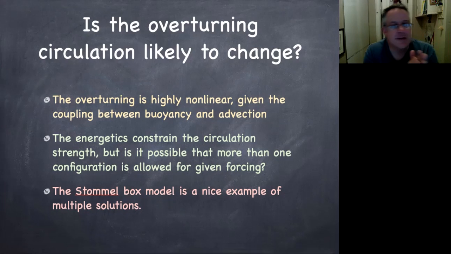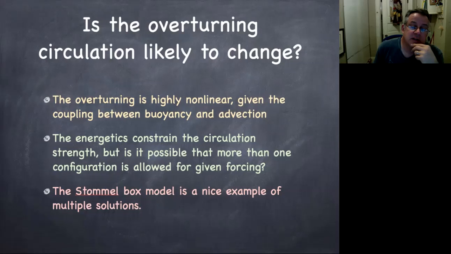Okay, is the overturning circulation likely to change? It's extremely nonlinear. It couples both the buoyancy and the convection. The energetics constrain the circulation strength, but is it possible that more than one configuration is allowed? That's not actually disallowed from energy constraints. The Stommel Box Model, Stommel again, he shows a simple box model which has a nonlinear behavior that allows it to have multiple solutions.